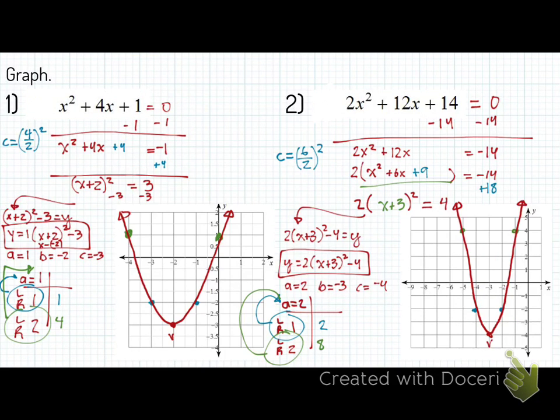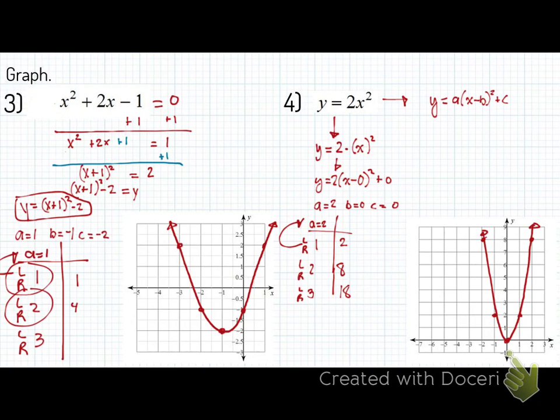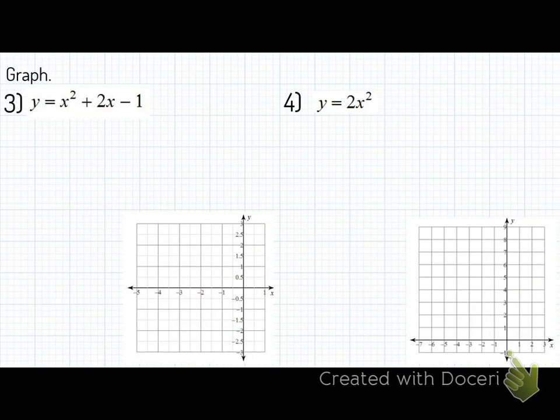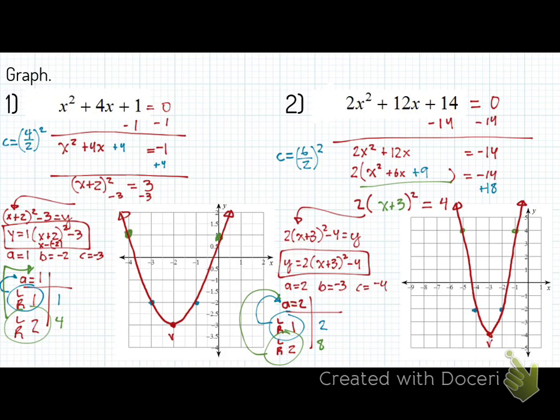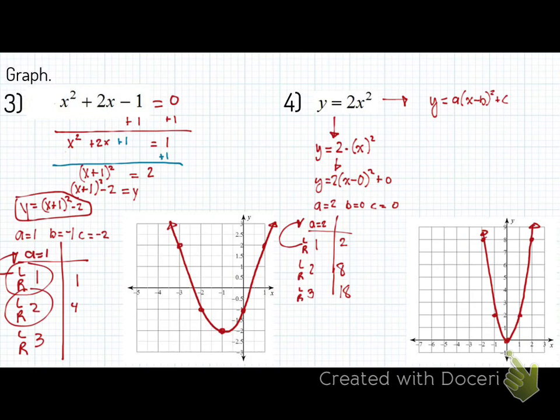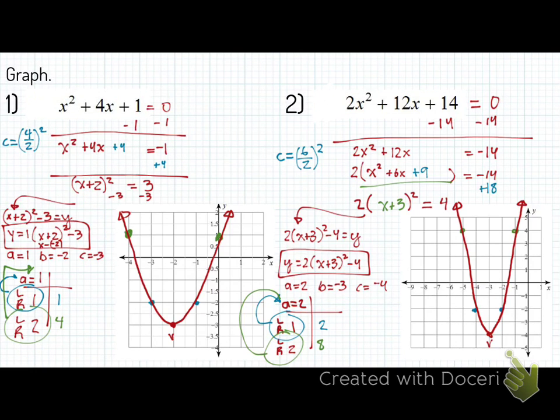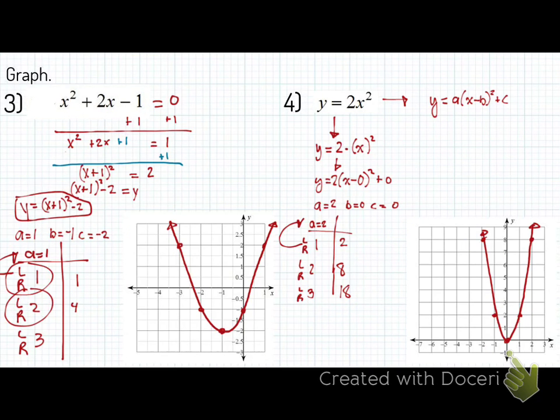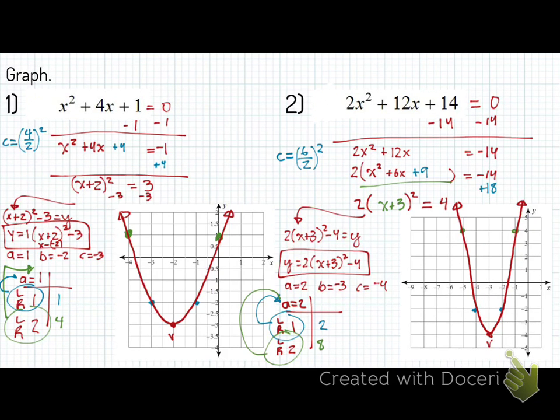Okay, look at number 4 and 2. What do you notice about the T-chart on number 4 and 2? This is number 2 and number 4. A is equal to 2. It's the same. So do we have to make T-charts all the time? No, you could memorize them and then you could just know where to plot the points. Does that make sense?